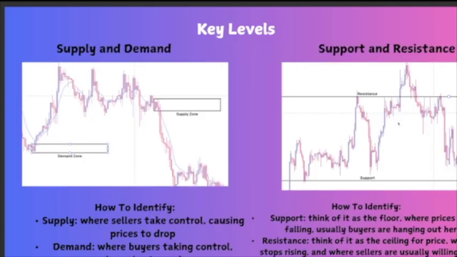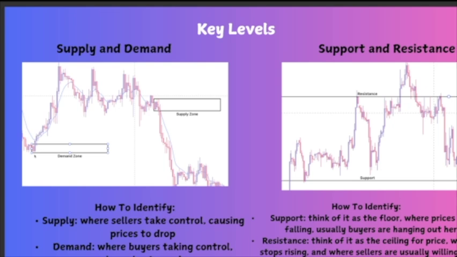All right, now your key levels. I personally use supply and demand as my key levels, as they are just a little bit easier for me to identify. I'm going to show you guys when I do a few examples how I draw my supply and demand zones. So pretty much how to identify your supply and demand zones. Supply is going to be where sellers take control, causing price to drop. As you can see, price is ranging in this area, and then right in this area right here, price just took a massive turn to the downside.